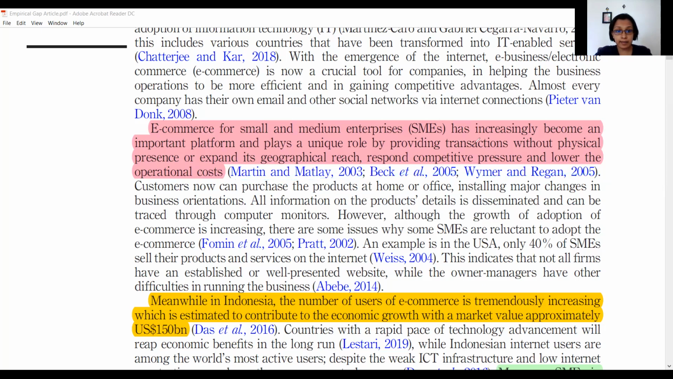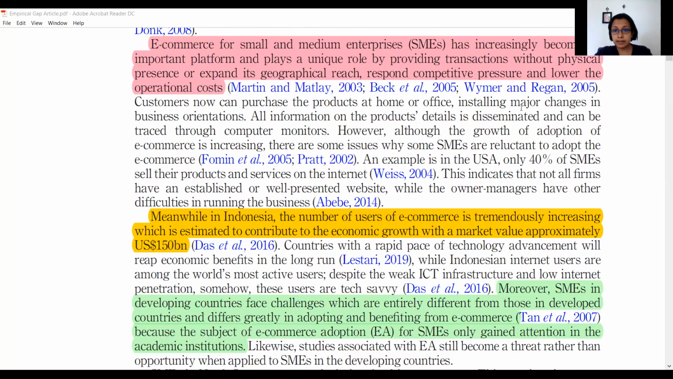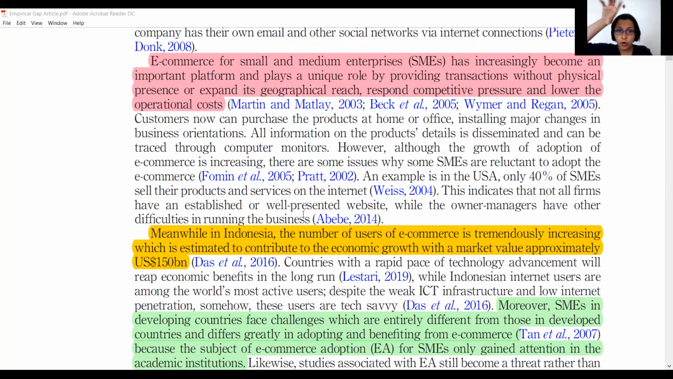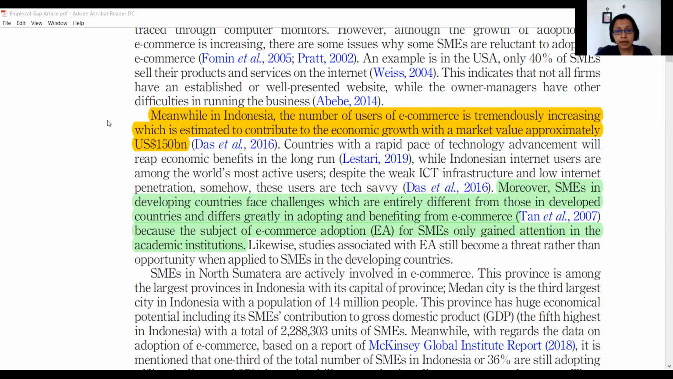So then it again says, likewise, it gives some benefit. So you can read, right? I'm not reading everything. Okay, so then it connects to the specific context. See, first it gives the overall picture about why e-commerce is important to SMEs, right? Then it connects to Indonesia, the specific context. If you are doing the Sri Lankan context, now you have to connect it to Sri Lanka.